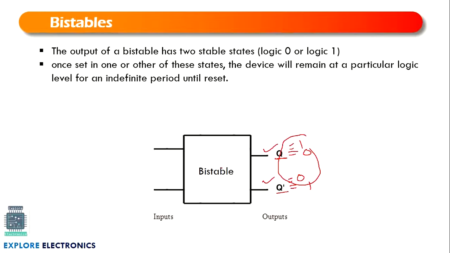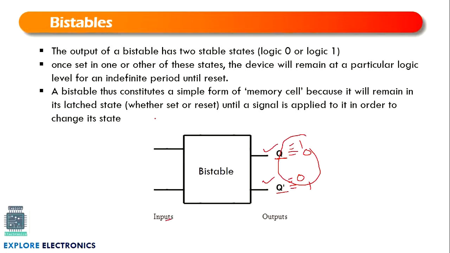And a bistable may have 1 or more inputs. Generally, we will have 1 or 2 inputs here. So these are the inputs and these are the outputs. A bistable thus constitutes a simple form of a memory cell. Why do we call it a memory cell? Because you can store a single bit of data, either 0 or 1, in a bistable. It will be stored as a constant value until the next value comes as input. Until we disturb it, it will not change. That's why we can treat any bistable as a memory cell.